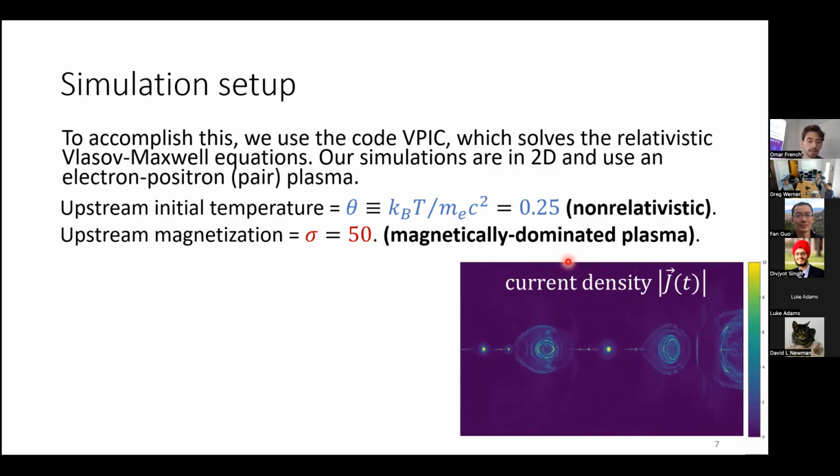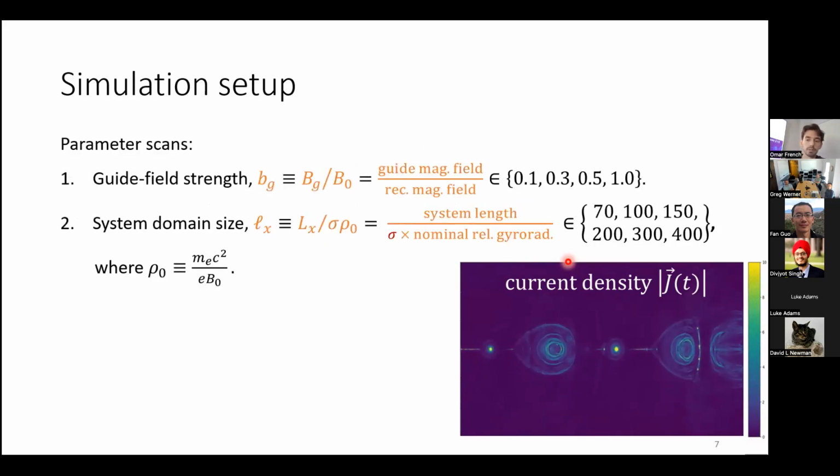and the evolving region is what we call downstream. In these simulations, we have an initial temperature which is non-relativistic. However, the magnetization indicates that it's a magnetically dominated plasma, meaning that the downstream region will have a fair number of relativistic particles, which creates this distinction. The upstream is non-relativistic and the downstream varies, but has a lot of relativistic particles.